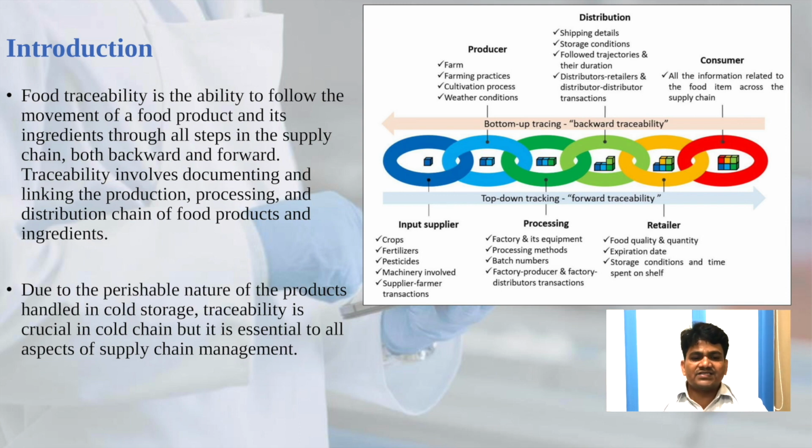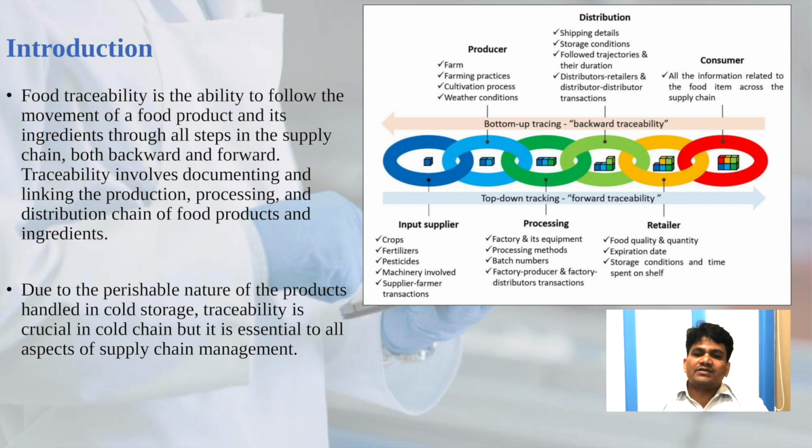Due to the perishable nature of the products handled in cold storage, traceability is crucial in the cold chain, but it is definitely essential to all aspects of supply chain management as well. In order to manage properly the products being transported or supplied, we need to have all kinds of information, right? So information tracking and traceability are very, very important and crucial in order to have an excellent supply chain system.